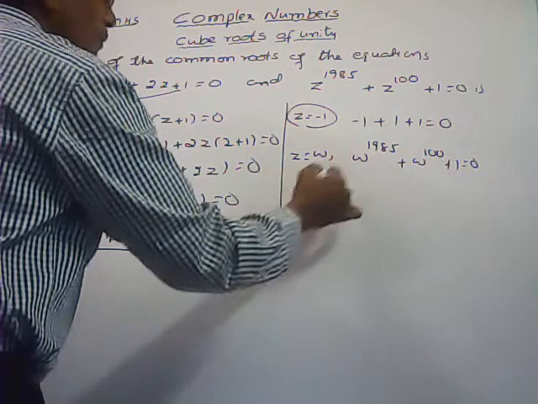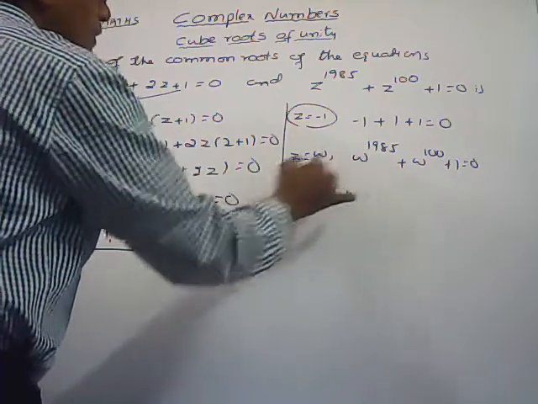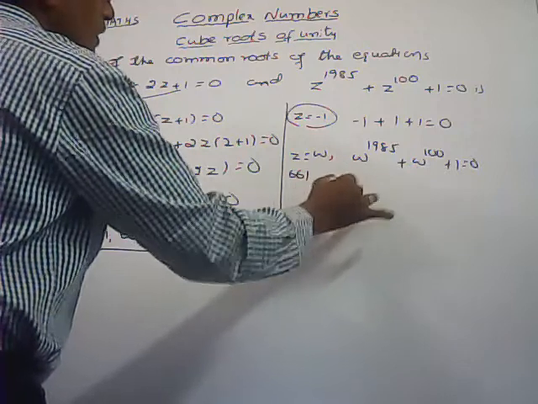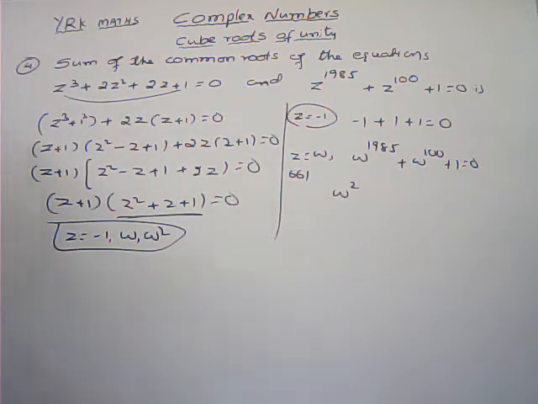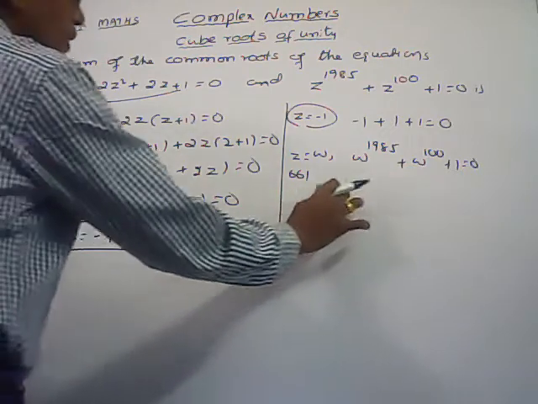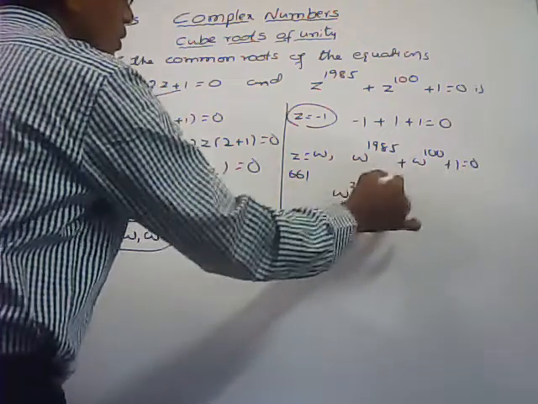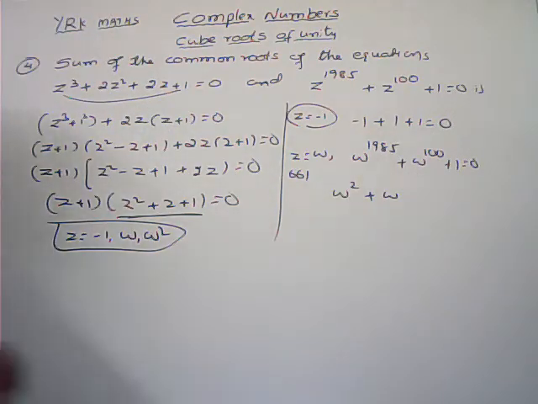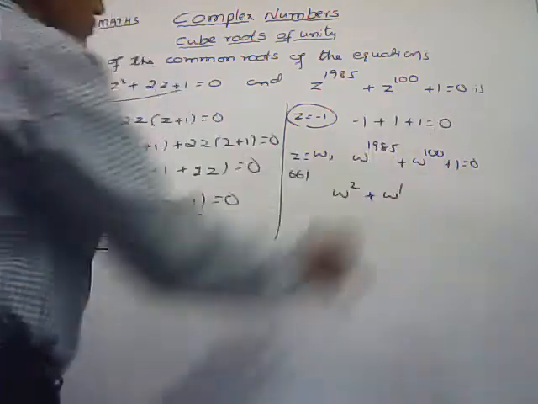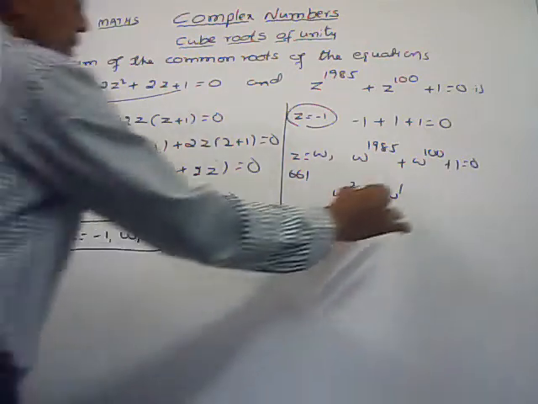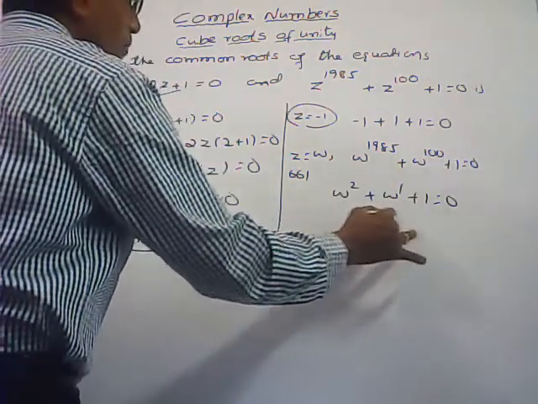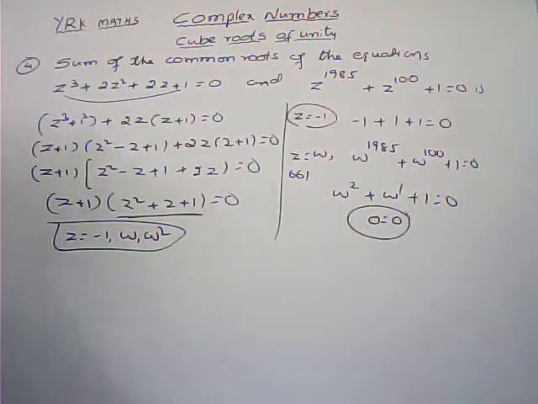Now if it is divided by 3, 3 6 are 18, 3 1 are 3, 2 is the remainder. So we can write omega square. That one we can write omega power 3n plus 2, so that is omega power 2 only. This is omega power 3 into 33 plus 1, so 1 is the remainder. Plus 1 equals 0, since 1 plus omega plus omega square, the sum of the cube roots of unity, is 0.